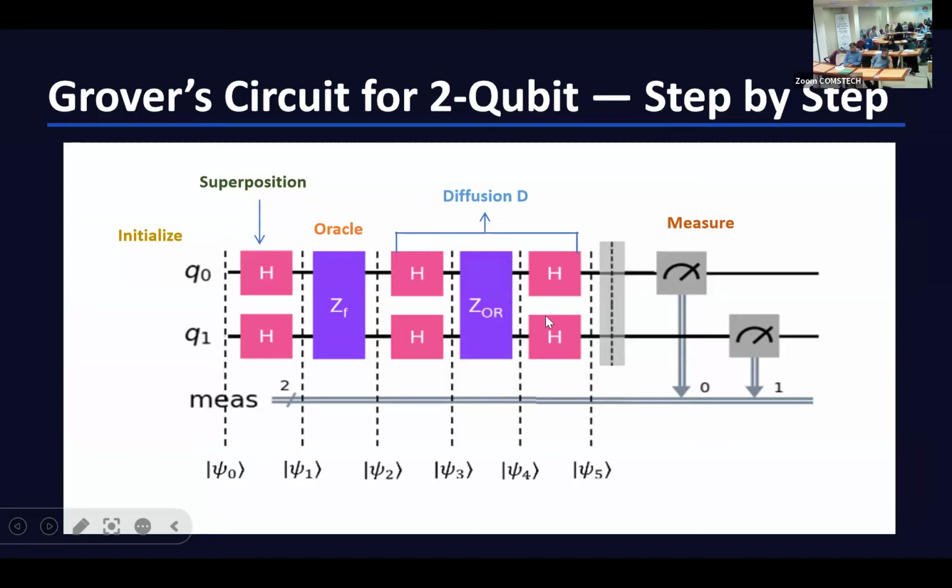This whole circuit is going to average it out and invert it so that the amplitude of our desired state is going to be the maximum. And in the end, we're going to measure the state, and our amplified state would be the one we want.